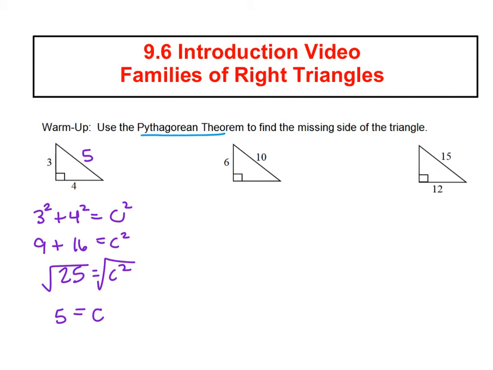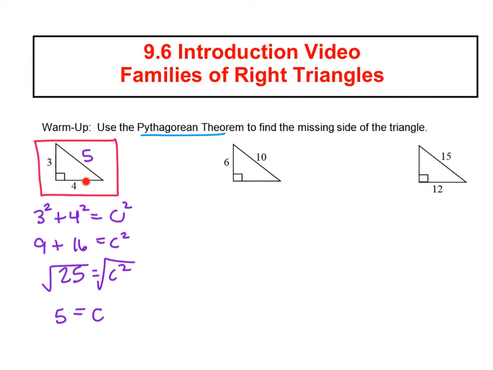So sometimes when you do your Pythagorean theorem, you get these triangles where it just works out so nicely and the third side is a whole number. It's not a radical that we have to reduce. So the next two examples are that same kind of triangle.